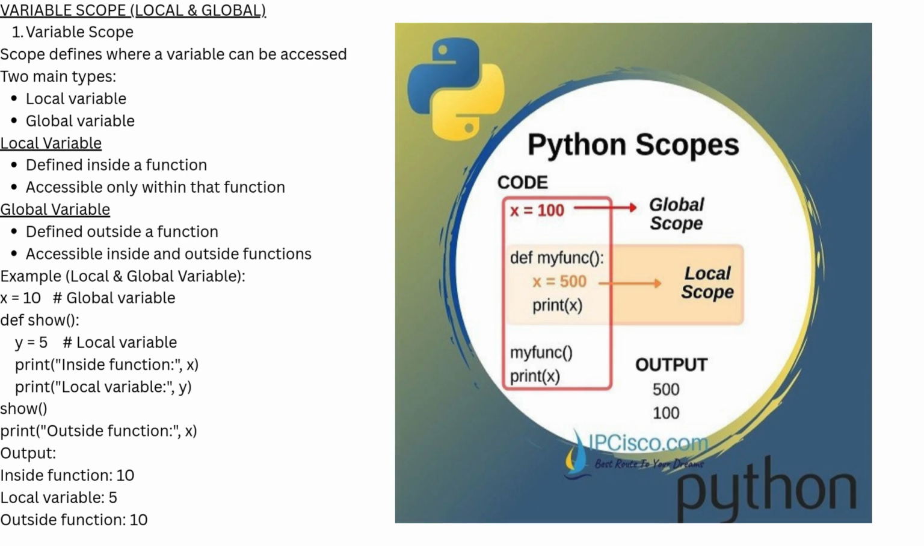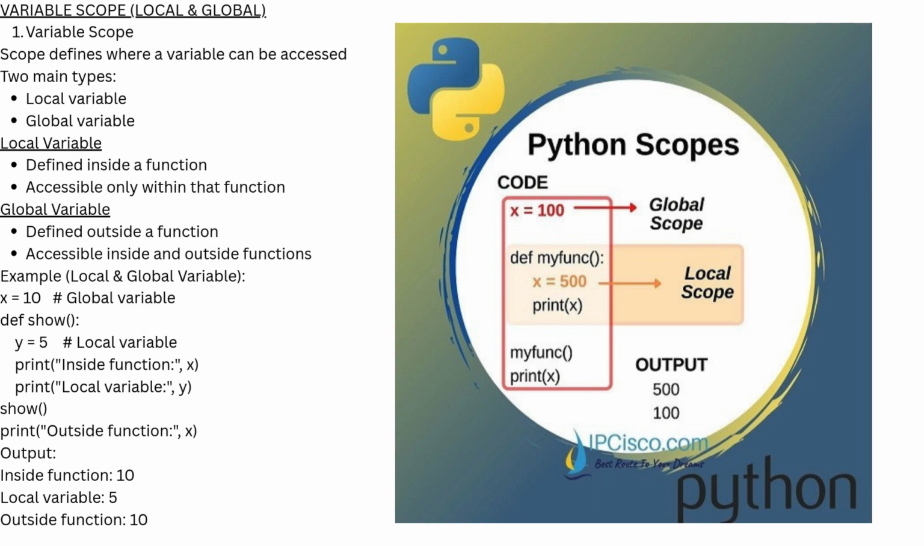Variable scope defines where a variable can be used in a program. There are two main types of variables in Python, local and global. A local variable is created inside a function and can be used only within that function. A global variable is created outside the function and can be accessed both inside and outside the function. In this example, x is a global variable, so it is accessible everywhere. The variable y is local to the function show, so it can be used only inside that function.